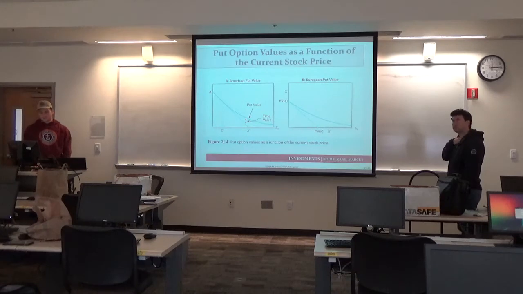Here are the put option values as a function of the current stock price. We have graph A and graph B. Graph A is the American put value, graph B is the European put value. This demonstrates that the European is lower than the American.